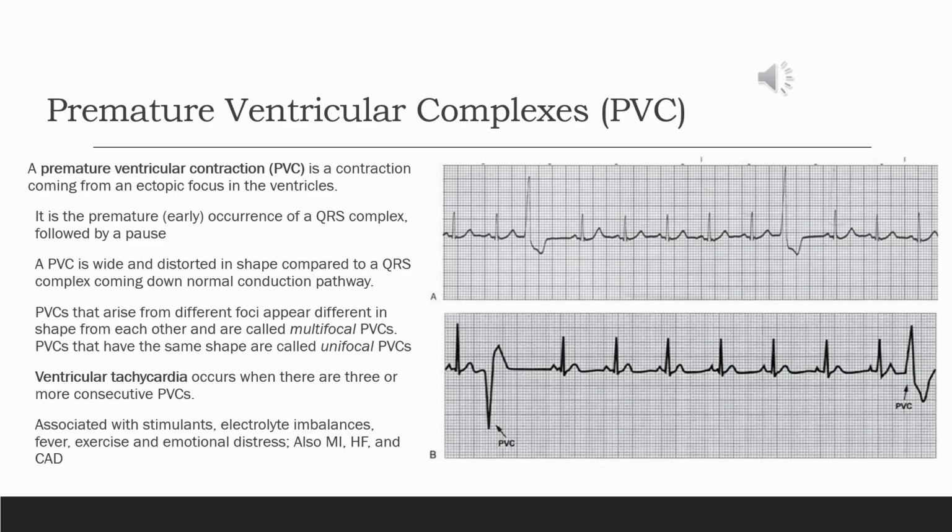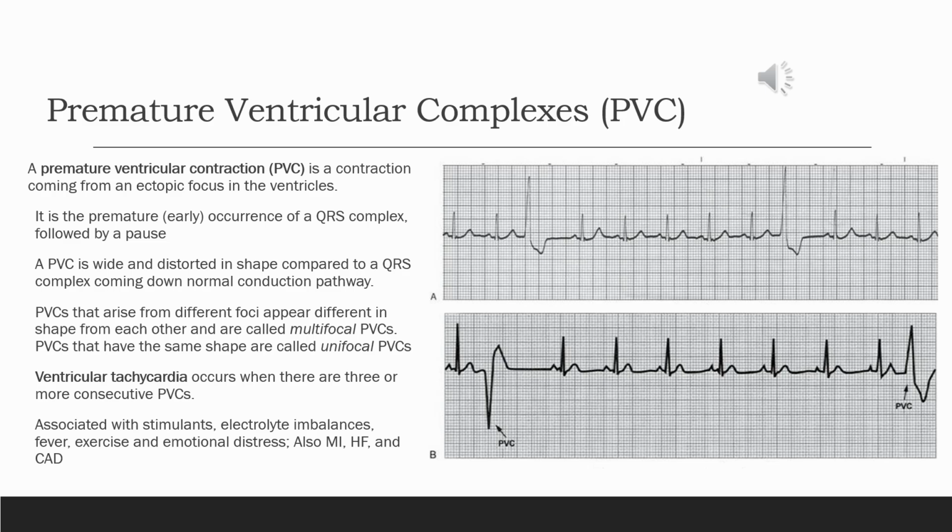So one of the key characteristics of a PVC is its appearance. It's wide and it's distorted, and we're talking about the QRS complex here. So a PVC QRS complex, again, is wide and distorted, especially as compared to that normal QRS complex. And this is because the ventricles aren't contracting simultaneously as they should. So this premature contraction reduces cardiac output, and this is because the ventricles didn't have enough time to adequately fill before needing to contract again.